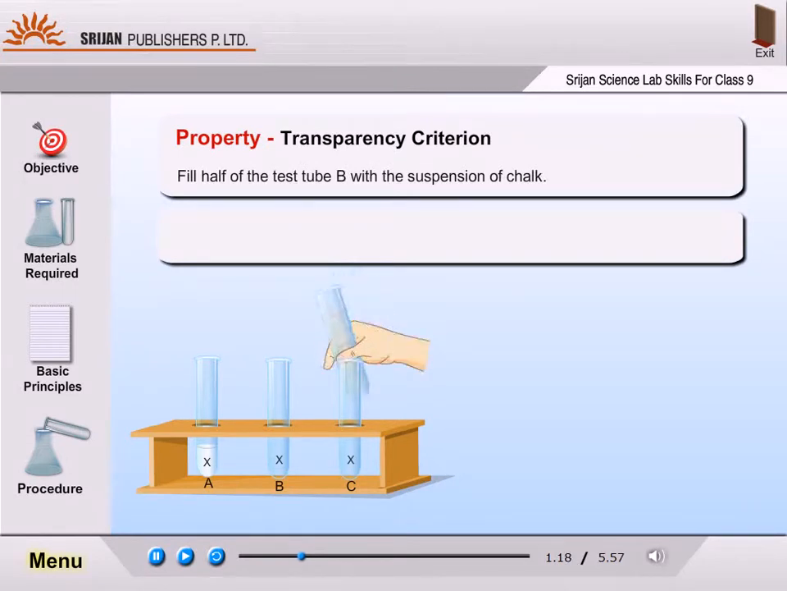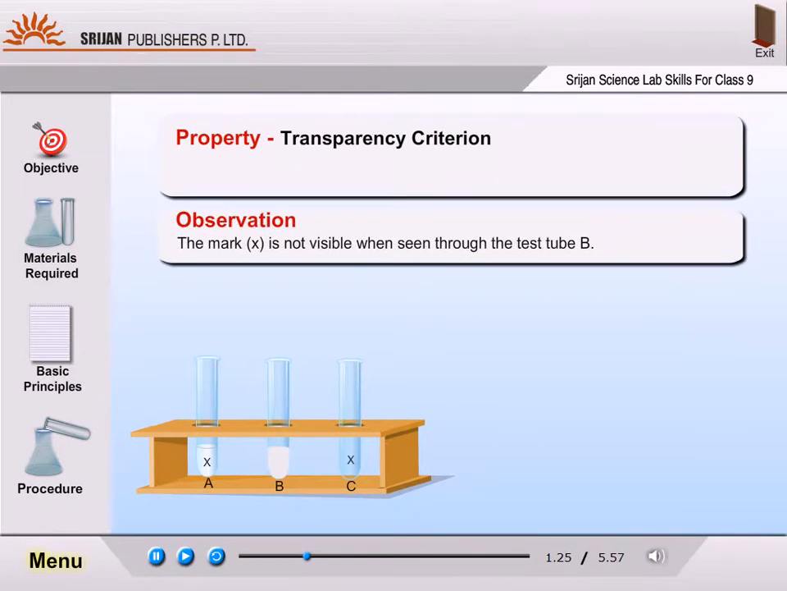Fill half of the test tube B with the suspension of chalk. The mark cross is not visible when seen through the test tube B. The suspension of chalk is opaque.